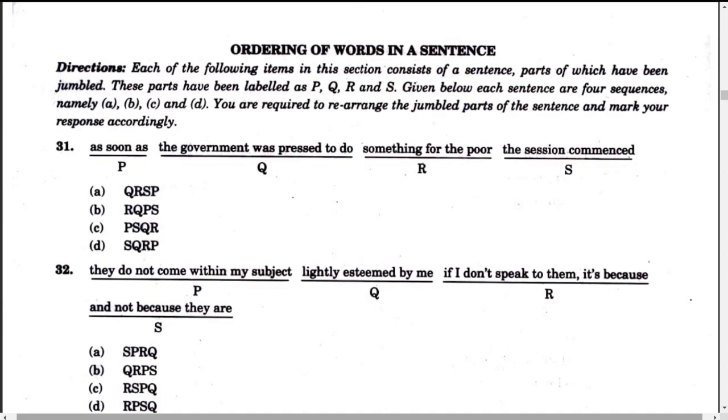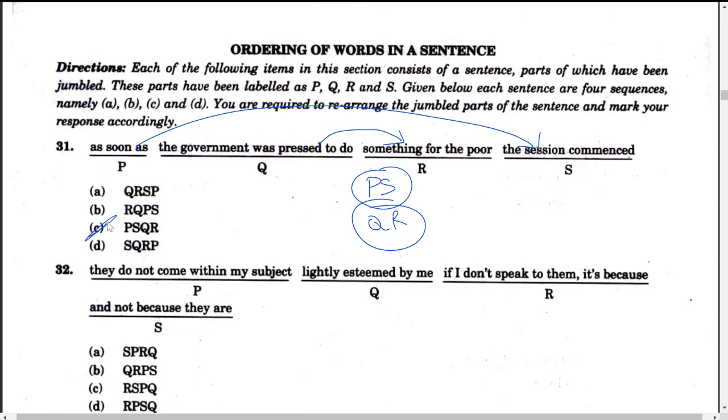Next, this is ordering of the sentences. Look at the first one. As soon as the session commenced, the government pressed to do something. Government pressed to do something can be used. This can be one connector here. That is Q and R we can use. Look at this, as soon as the session commenced. That means we can go with P and S one combination and Q and R one combination. So which one can you use here? PSQR. That is C option.